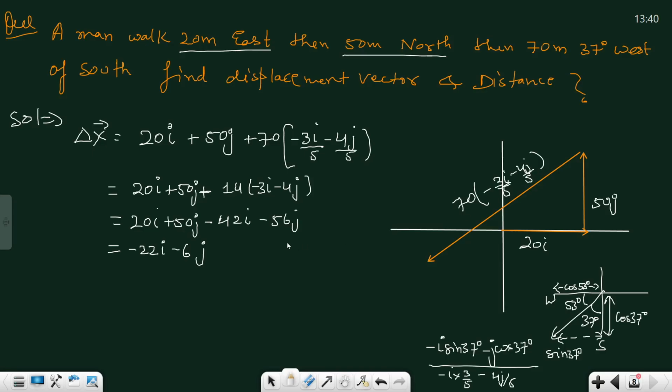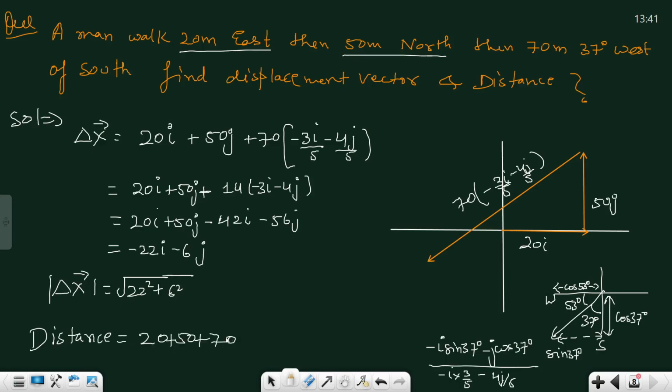Yes, sir. So this is the final answer. The magnitude will be root of 22 square plus 6 square. You don't need to simplify this; you can write it in the square root. And what about the distance? It's simple: 20 plus 50 plus 70, that is equal to 140 meter. Is it clear? Yes, sir, clear. Note down the solution. Chalo.